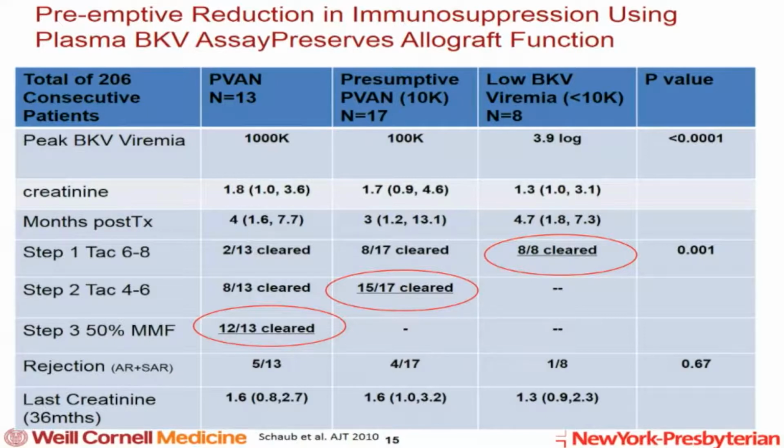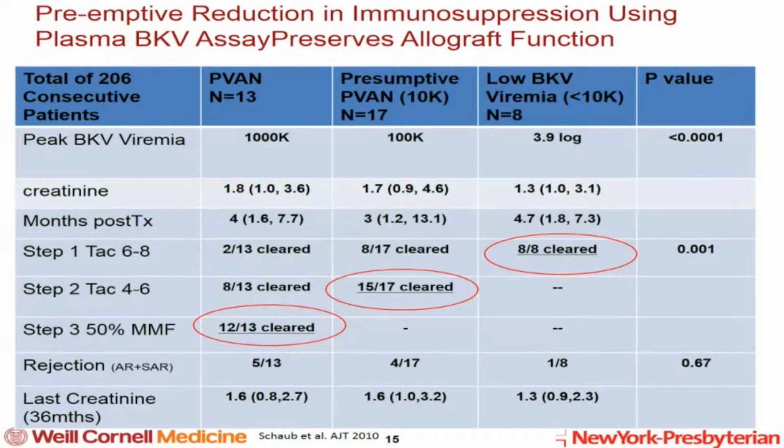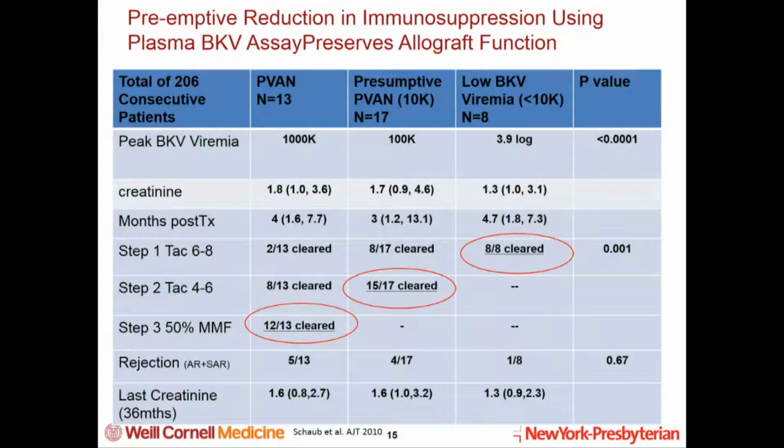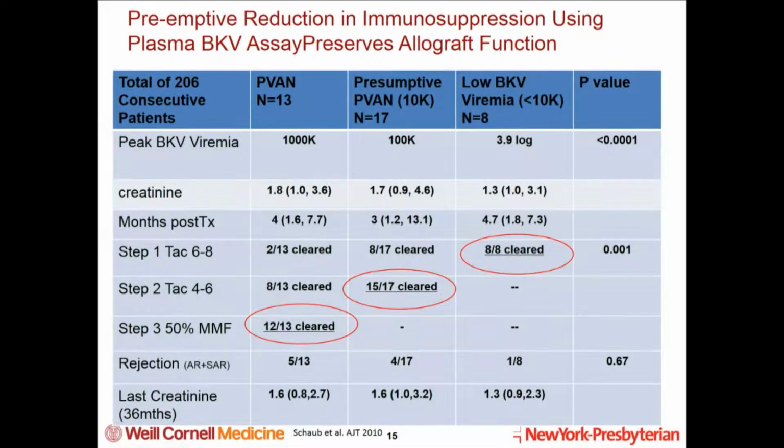The 3-year outcomes were pretty good. The serum creatinines were 1.6, 1.6, and 1.3. So this was an effective strategy, monitoring patients with BK viral replication and reducing immunosuppression in a stepwise approach: tacrolimus 6 to 8, tacrolimus 4 to 6, and then 50% reduction in CellCept. But it still was associated with an increased risk of acute rejection.